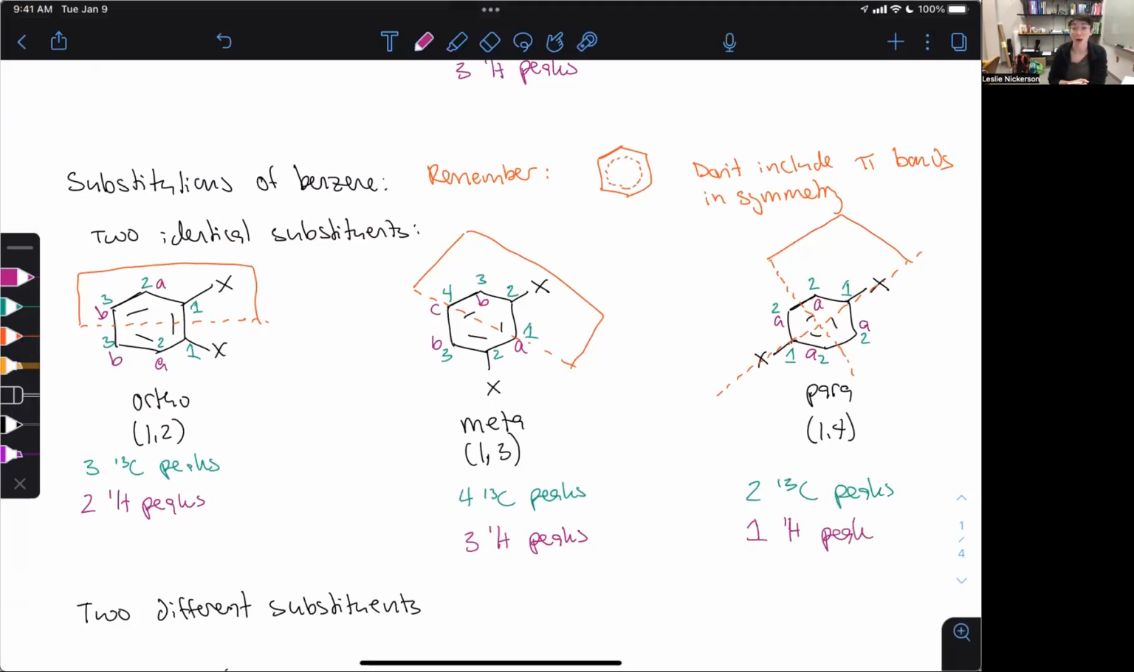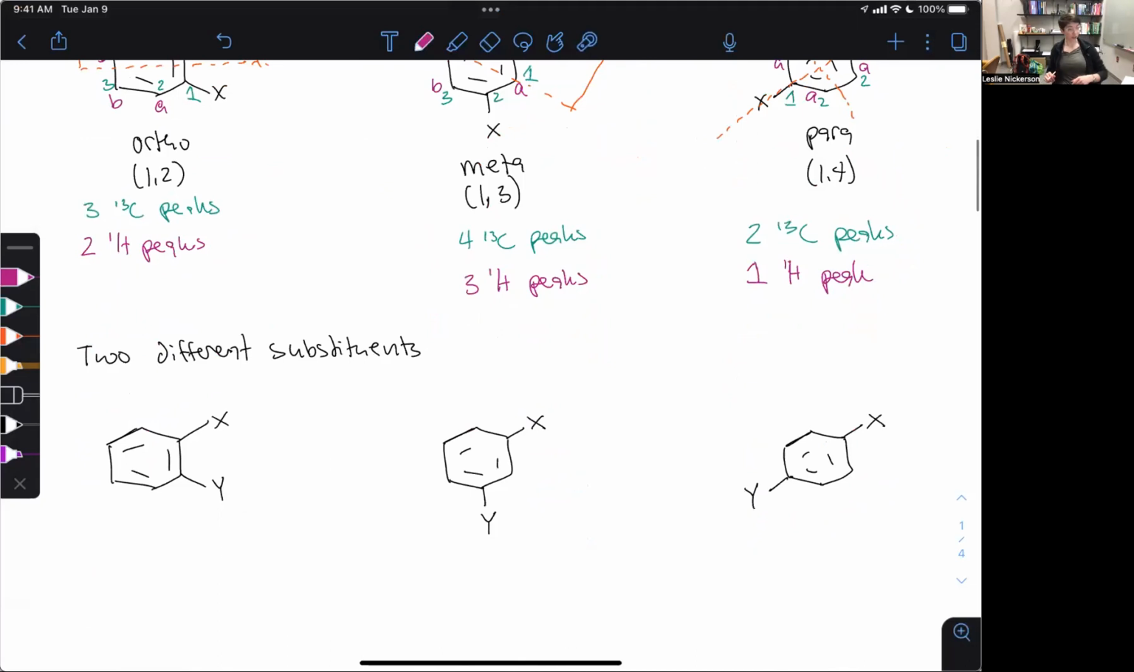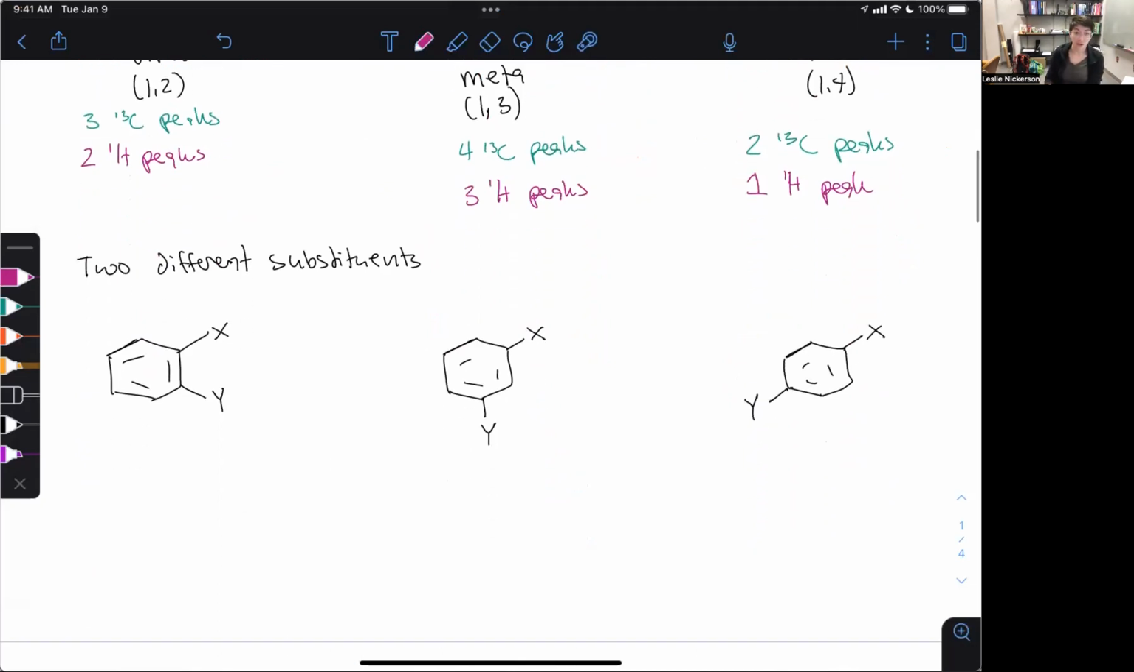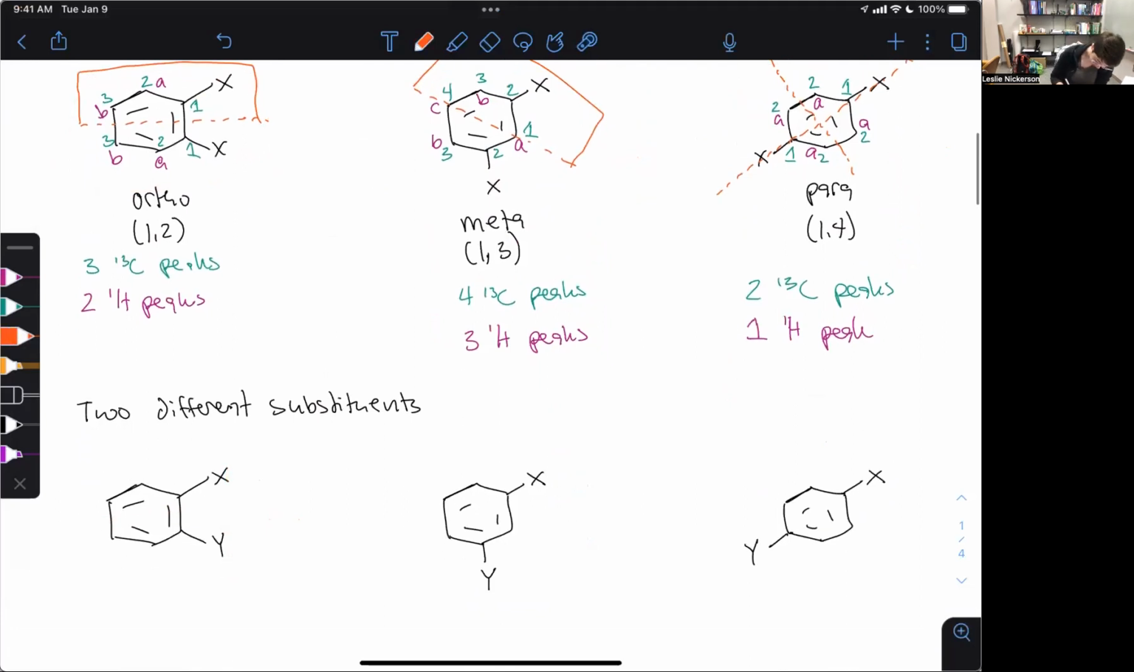So we just have 1 proton peak here, okay? Alrighty, so let's look at an instance where we've got 2 different substituents. Now, if I'm just looking to see where I had my plane of symmetry before, I had a plane of symmetry right here. But now, the X and the Y do not reflect each other. So I don't have any mirror plane here.